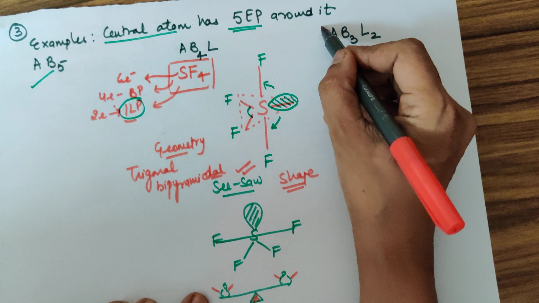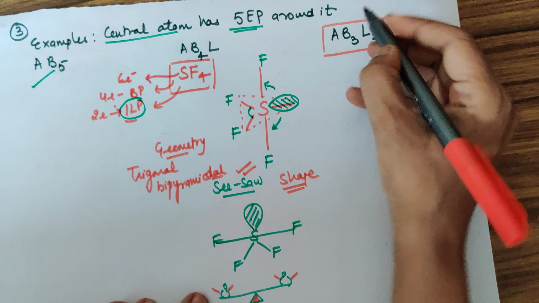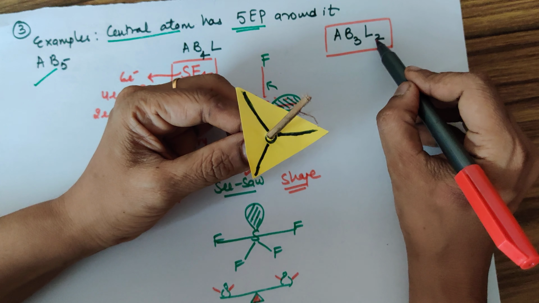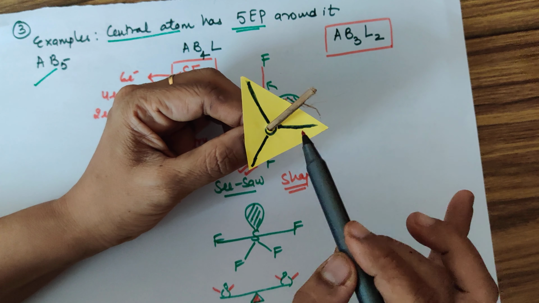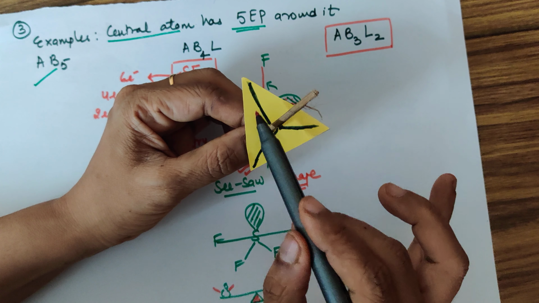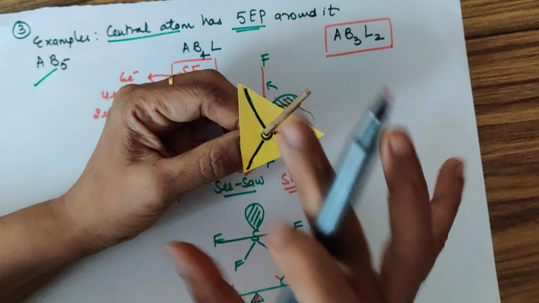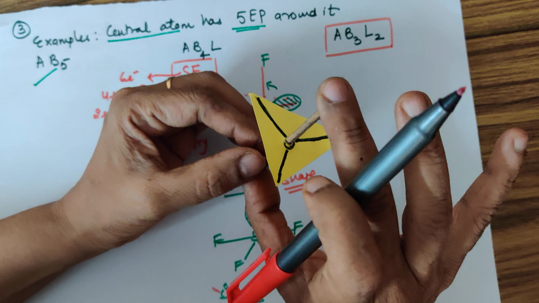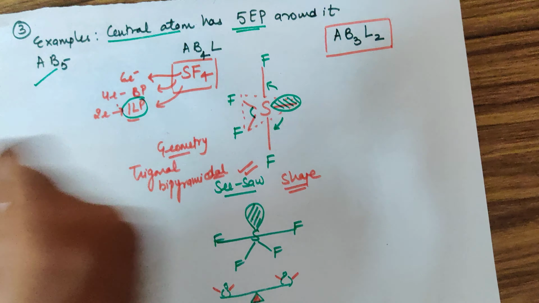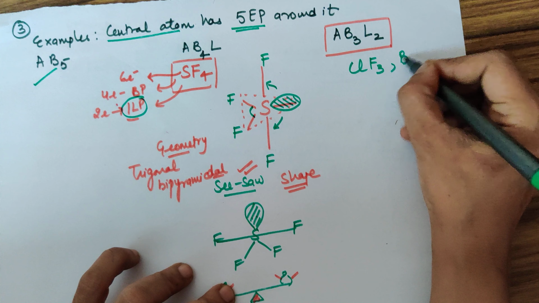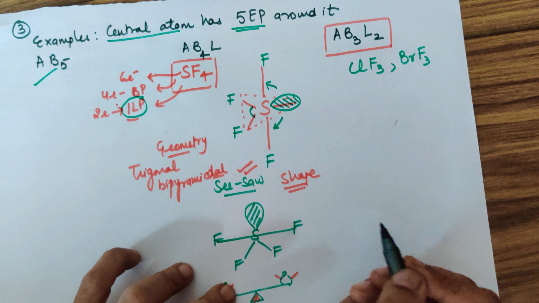Now, in case of 5 electron pairs, if 3 of them are bond pairs and 2 of them are lone pairs, in this geometry where you have 5 positions possible, you have to place the 2 lone pairs. As already told, they cause a high repulsion, so the lone pairs have to be placed in any of the 2 positions on the equatorial plane due to the larger angle of 120. The remaining 3 positions will be taken by the bond pairs. The examples under this category are ClF3 or BrF3.